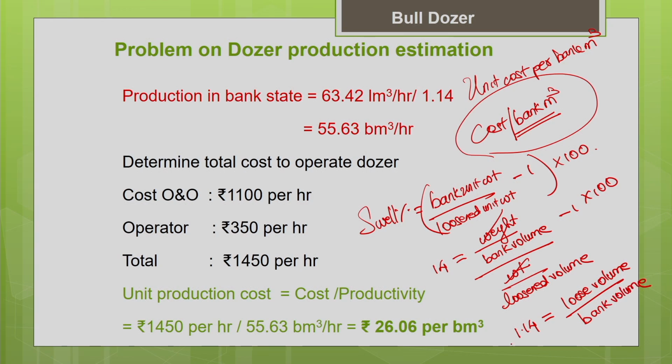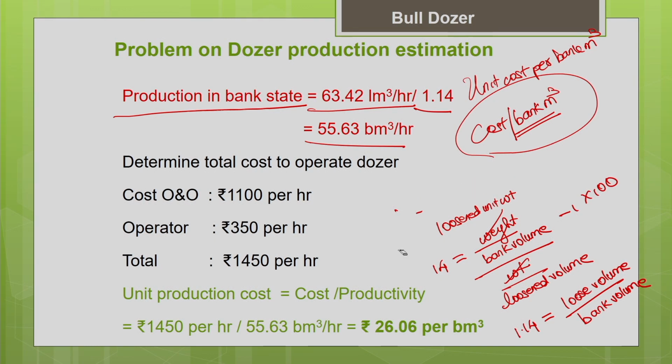Fine. So now you can calculate. I need to calculate now bank volume. So production in bank state is nothing but the loosened productivity divided by 1.14. That's it. Okay. So you need to calculate bank state. So bank state productivity is nothing but loosened productivity divided by 1.14. So that gives you 55.63 bank meter cube per hour.